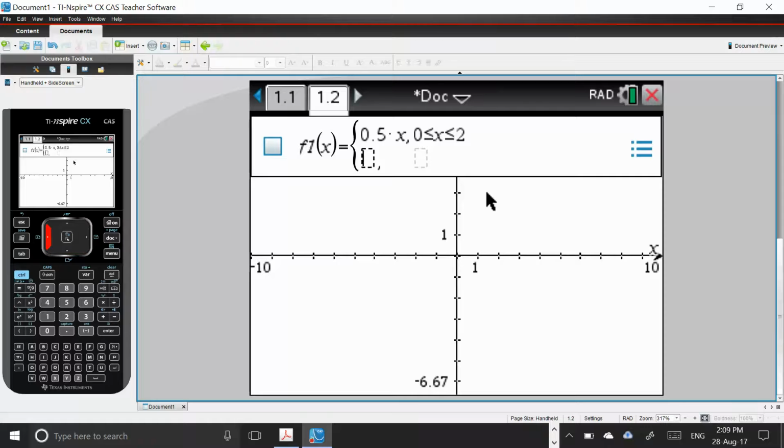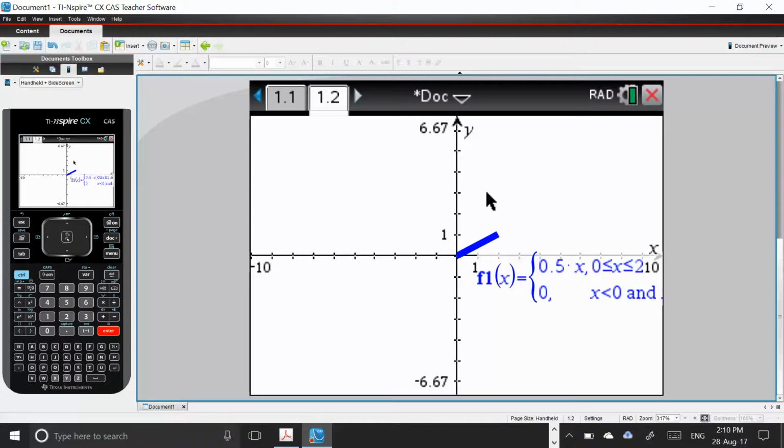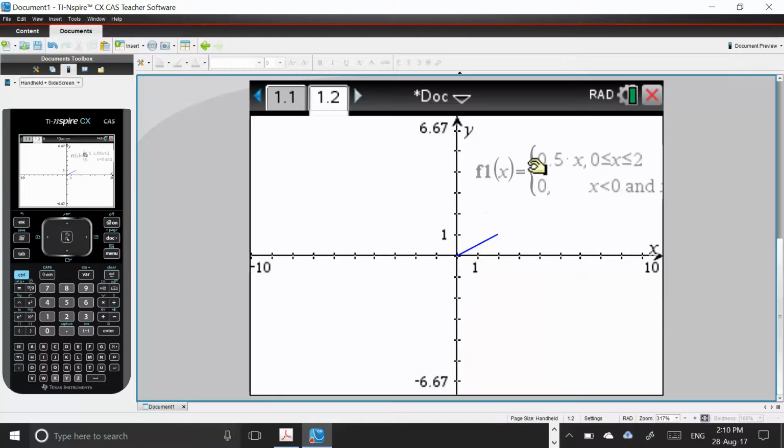And the other one will be 0 if x is greater than 2 and less than 0. So I've just put in my conditions there, and we type, and there we go, we've got our graph. If I just zoom in, you can see that's my graph. So if you didn't know it, you can still draw it. That's my graph there, 0 to 2.